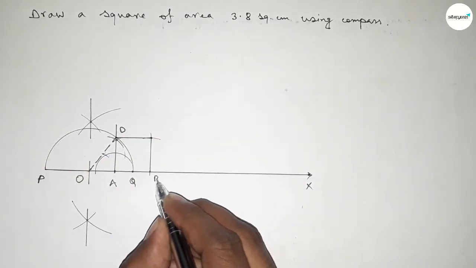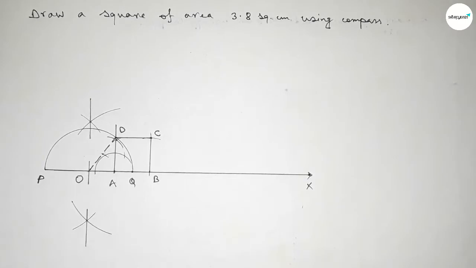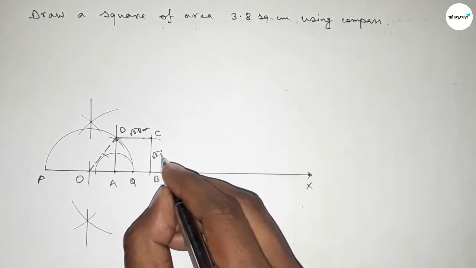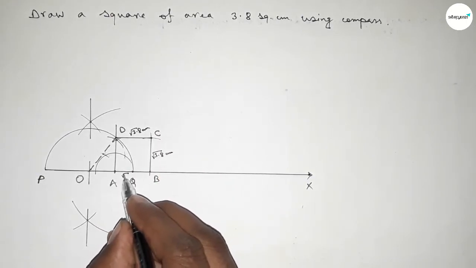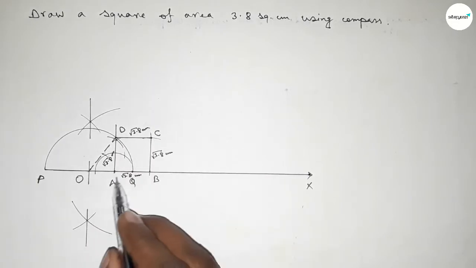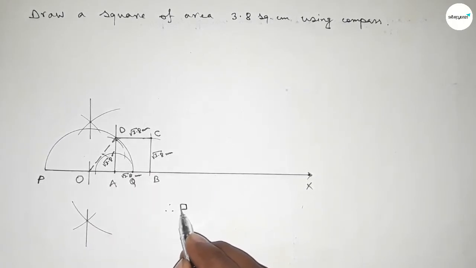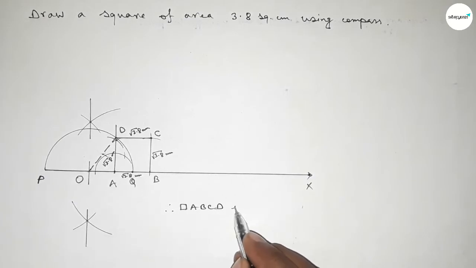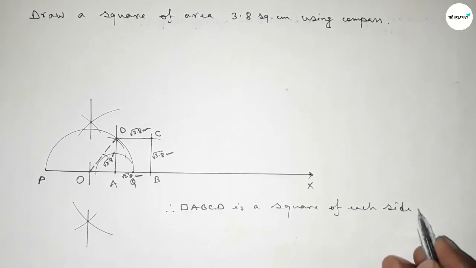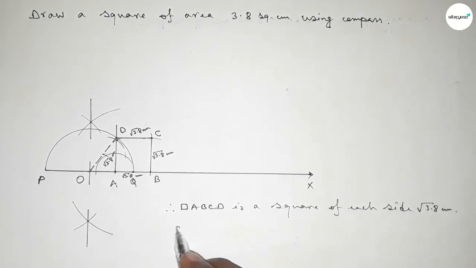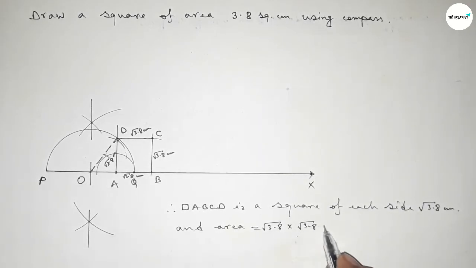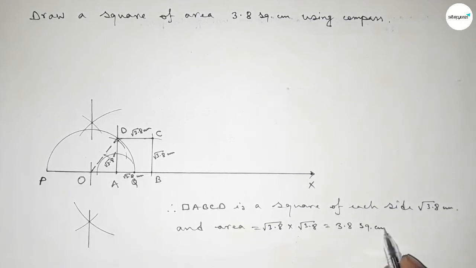So taking here point B and here C. So the length of DC equal to root 3.8 centimeter and this is root 3.8 centimeter, this is also root 3.8 centimeter and this is also root 3.8 centimeter. So therefore square ABCD is a square of each side root 3.8 centimeter and the area of the square equal to root 3.8 into root 3.8 equal to 3.8 square centimeter.